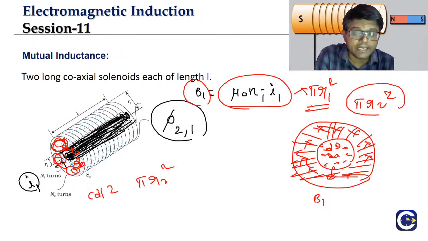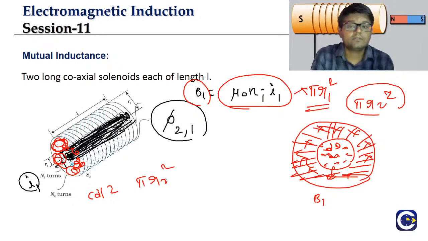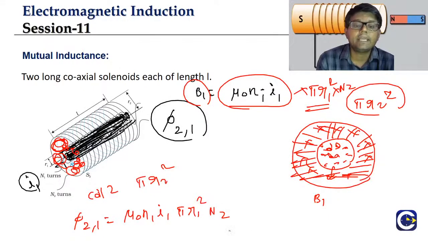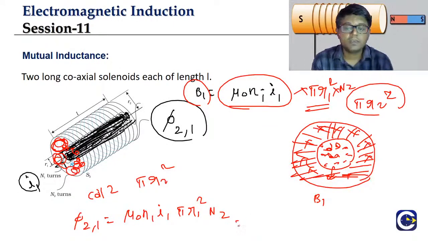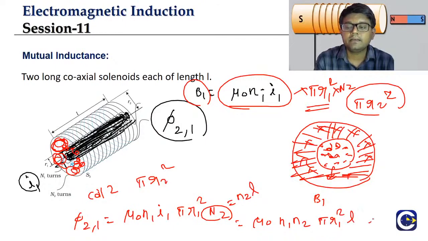Okay. And what is the total number of turns for the second coil? How many turns are there? N2 number of turns. So into N2. So the flux through coil 2 because of coil 1 current is what? Mu naught N1 I1 pi R1 square into N2. Okay, so if you write it, mu naught N1, we write capital N2 as small n2 into L: mu naught N1 N2 pi R1 square into L into I1.